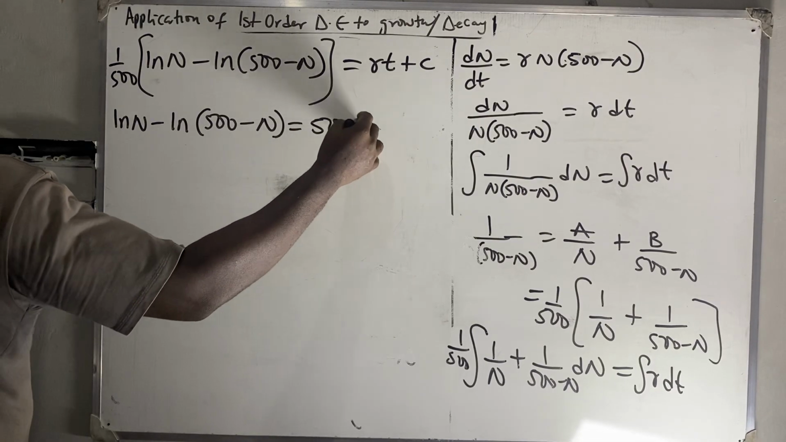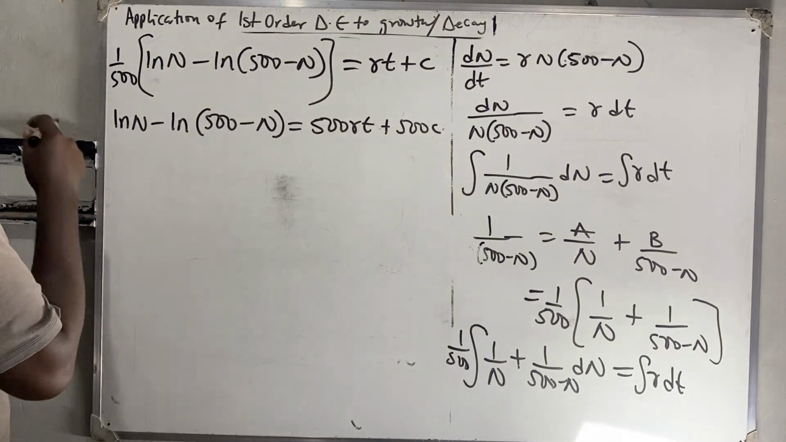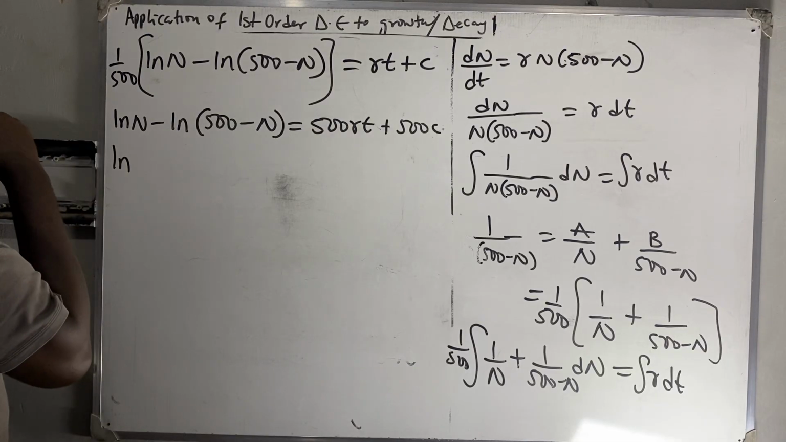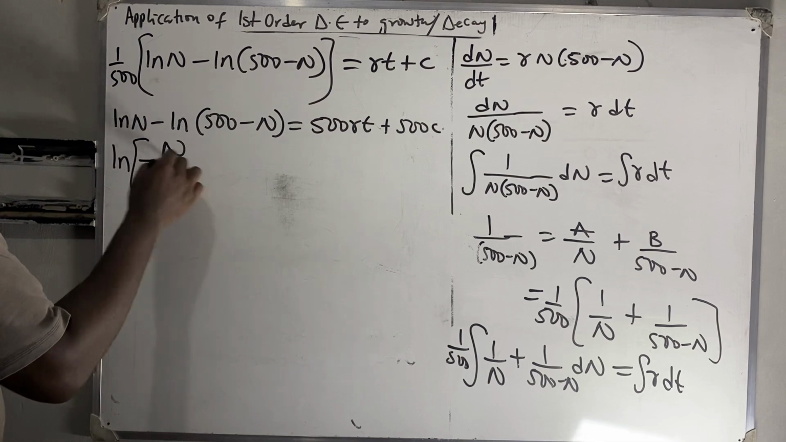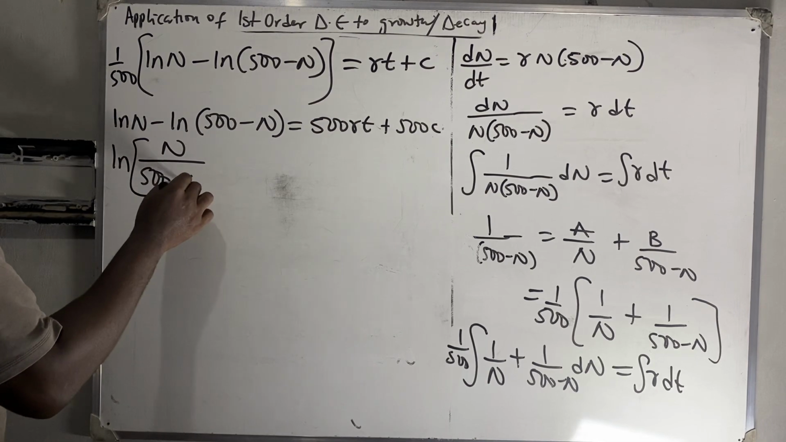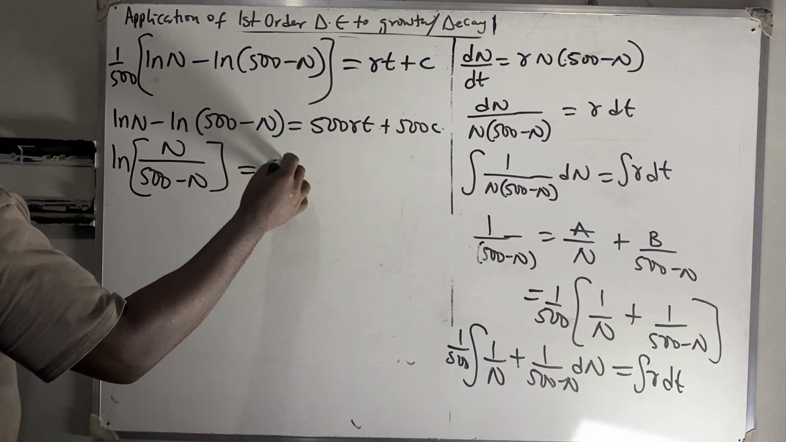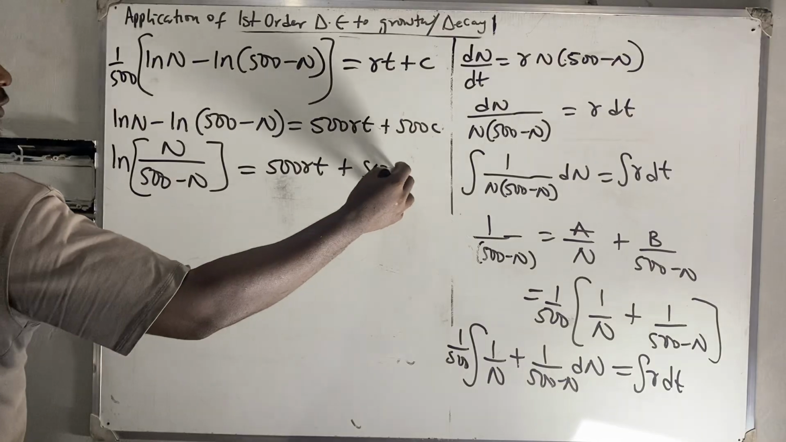500RT plus 500C. So taking the ln, according to the law of logarithm, if I have a minus, I should divide. So this will now be n over 500 minus n. Having one ln is equal to 500RT plus 500C.